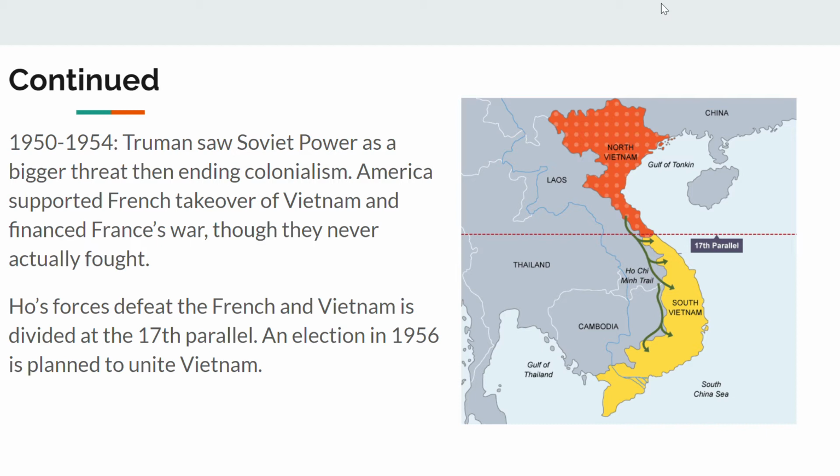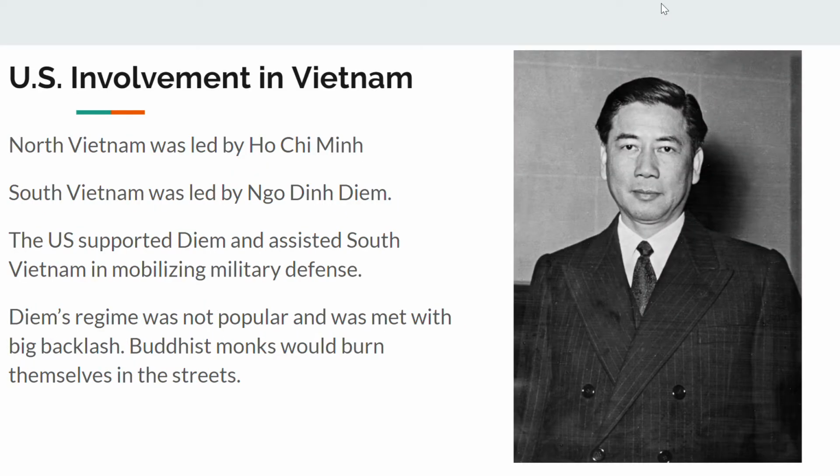However, Ho's forces defeated the French, and Vietnam was divided at the 17th parallel after treaty talks, and an election in 1956 was planned to unite North and South Vietnam. So North Vietnam was led by Ho Chi Minh, and South Vietnam was led by a new leader, Ngo Dinh Diem. The U.S. supported Diem and assisted South Vietnam in mobilizing their own military defenses, but Diem's regime was not very popular, and it was met with a lot of backlash and a lot of protest. Some Buddhist monks in protest would actually burn themselves on the streets.